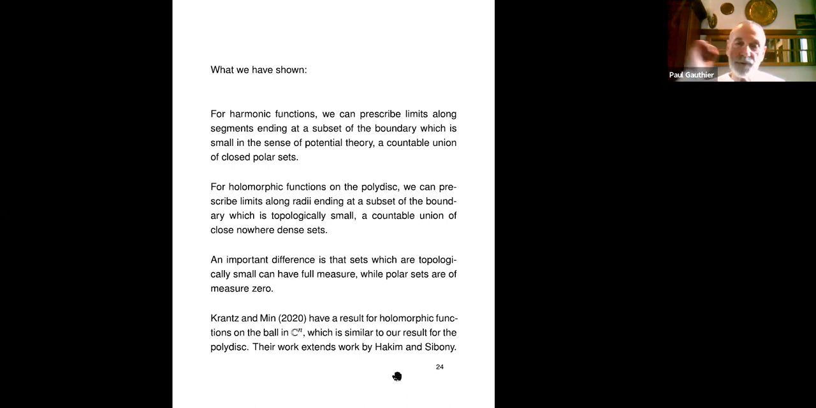We have not been able to find how our result on polydisks could follow from their result on the ball. Their result is not only for the ball, it's for certain star-like domains, but they have additional hypotheses, and we couldn't see how to adapt those for proving our result in the polydisk. Merci.